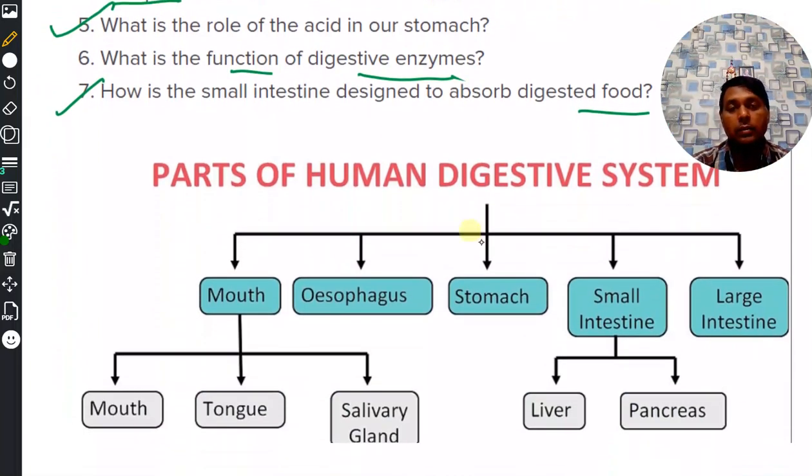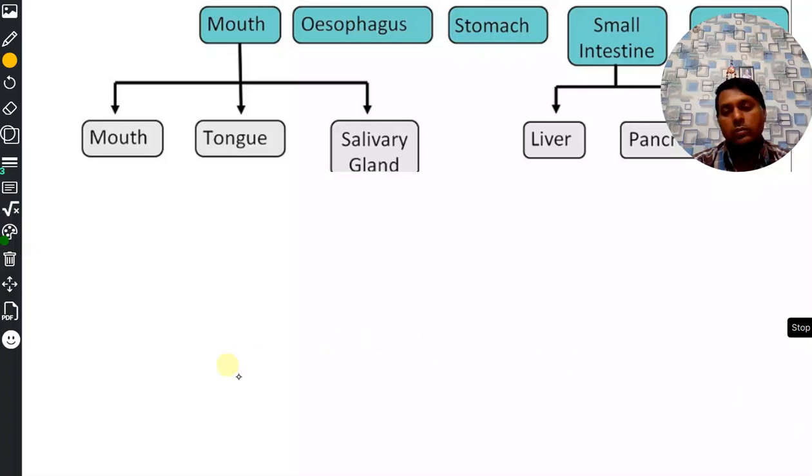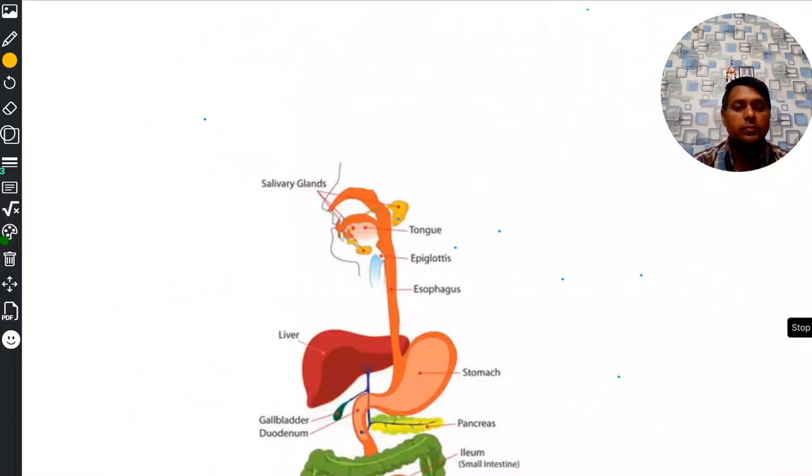The basic thing is there are some parts of the digestive system. What are those? There is a mouth. You can see the mouth. There are 3 parts: the mouth, tongue, and the salivary gland. Then there is the esophagus, then the stomach, then the small intestine, then the large intestine, and the small intestine connects to 2 parts, the liver and the pancreas. Okay, let me move to the next page.